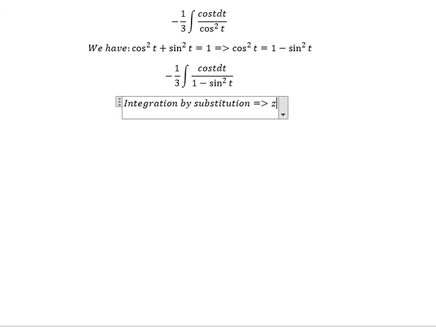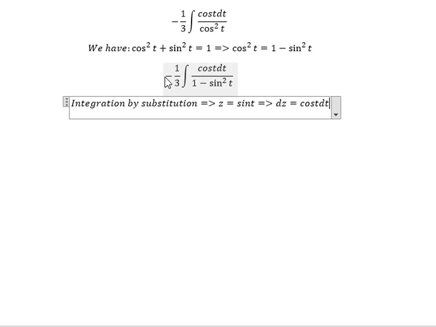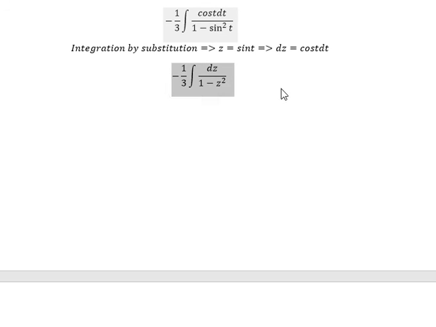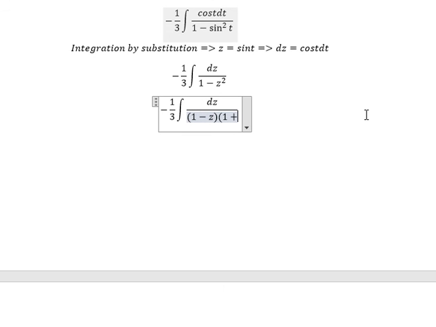So we put z equal to sine t, dz equals cosine t dt. So this one we change to z to the power of 2. This one we change for dz. Next, 1 minus z to the power of 2, we can put in 1 minus z multiplied with 1 plus z.